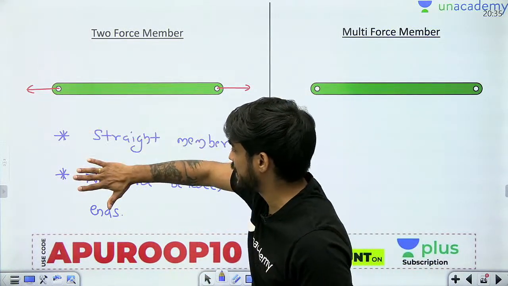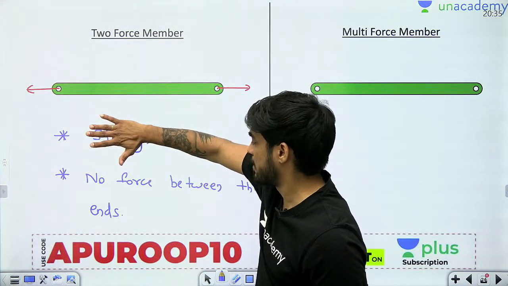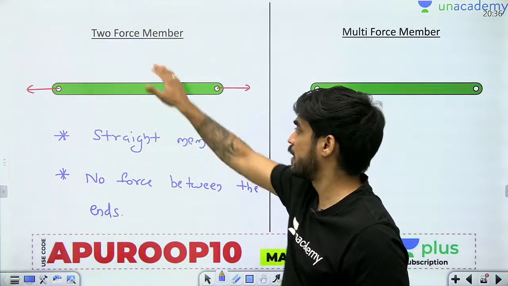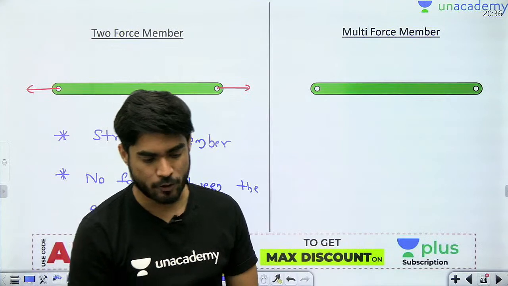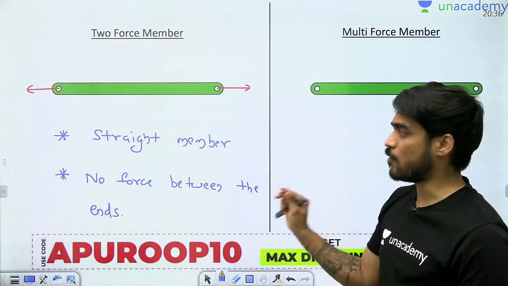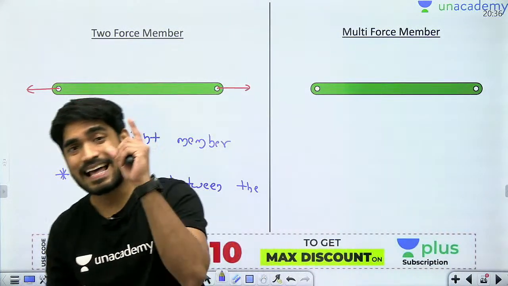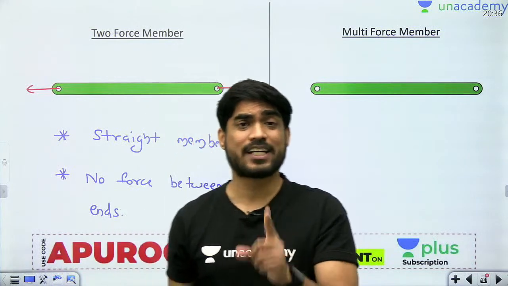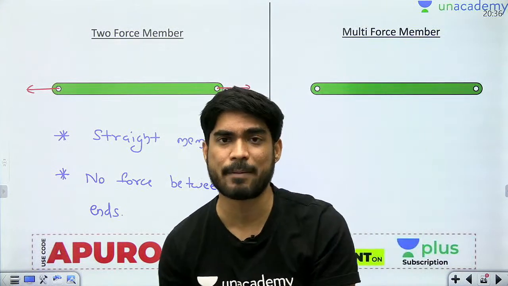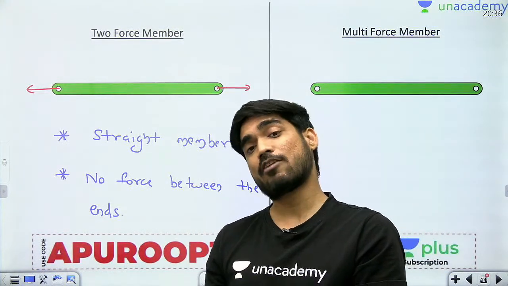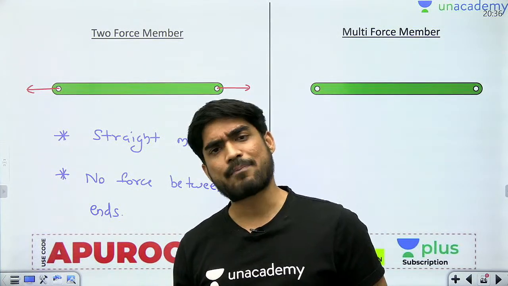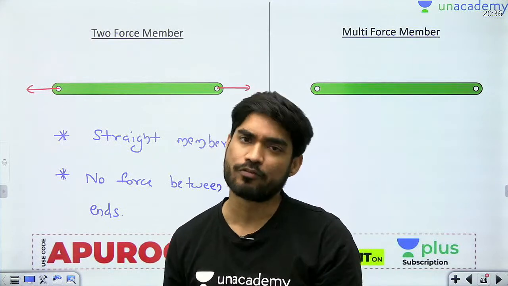Meaning if it is not a straight member, then it will be a multi force member, or if there is a force between the ends, then it will be a multi force member. ठीक है, so both these criteria must be fulfilled in order to get a two force member. Okay, now understand this. There have been questions where they will give you a frame and they will ask you which of the members is a two force member. ठीक है, ऐसे क्वेश्चंस भी गेट में आए हैं जहां आपको एक फ्रेम दे दिया जाएगा और आपको पूछा जाएगा कि इनमें से कौन सा मेंबर टू फोर्स मेंबर है.